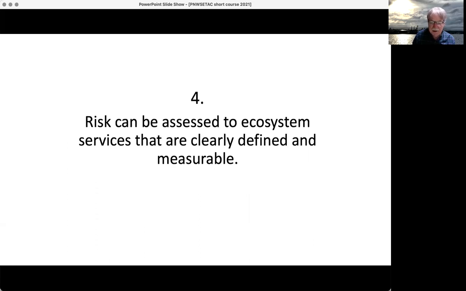Risk can be assessed for ecosystem services that are clearly defined and measurable. You don't have to wave your arms. You can put probability distributions to it. There are a lot of different ways of looking at it to make it as if it was a typical human health or just ecological risk assessment.